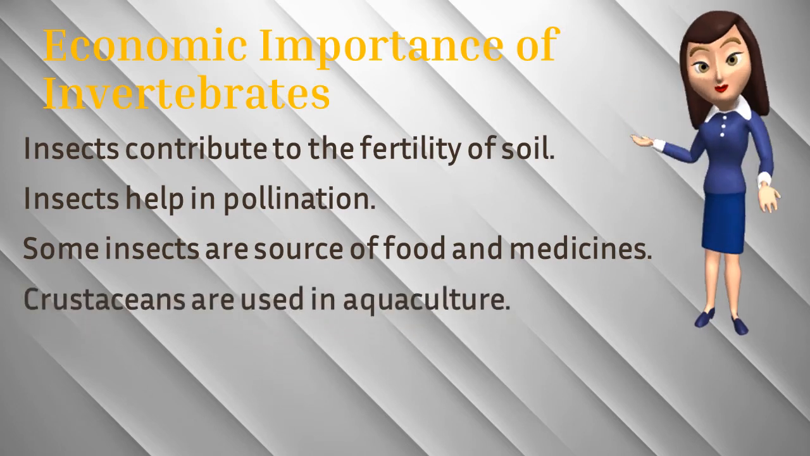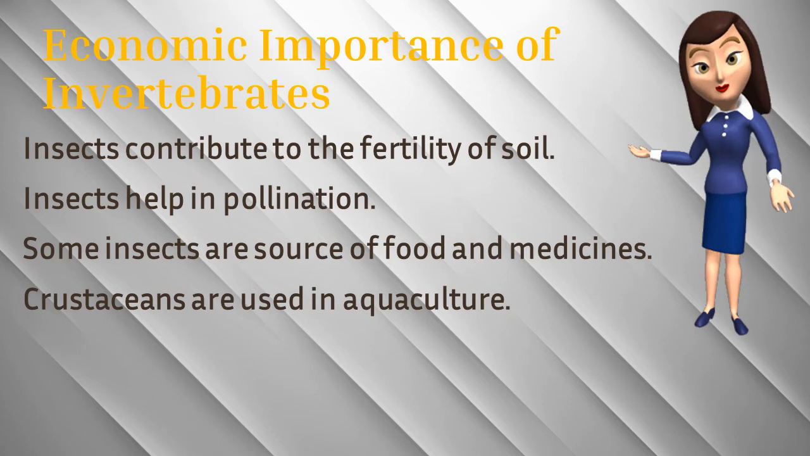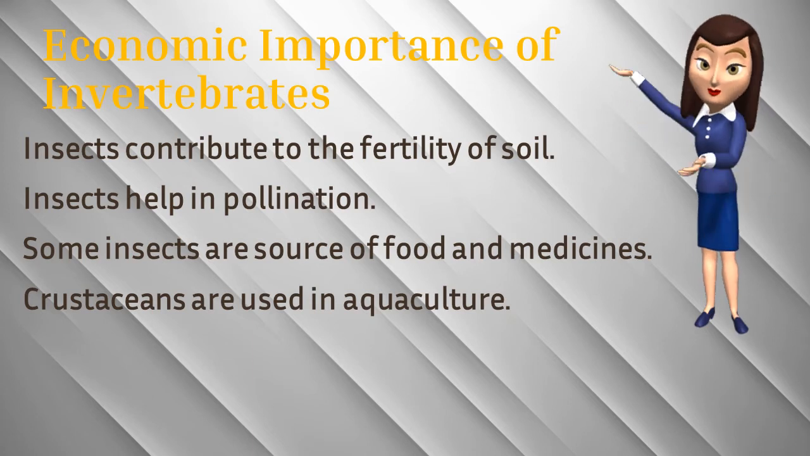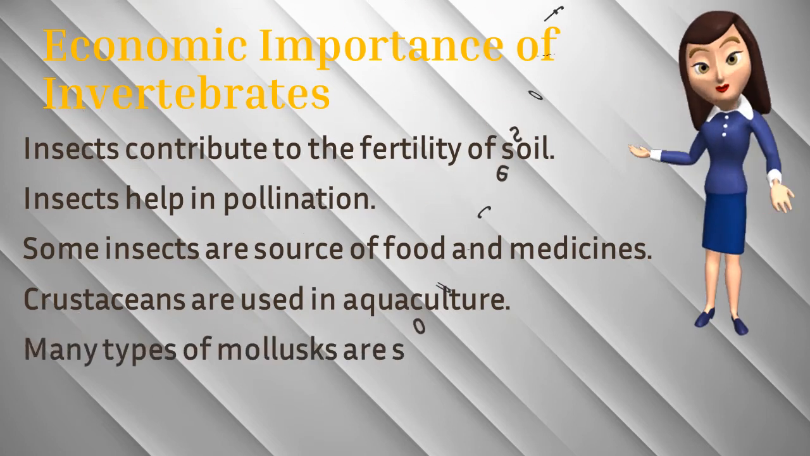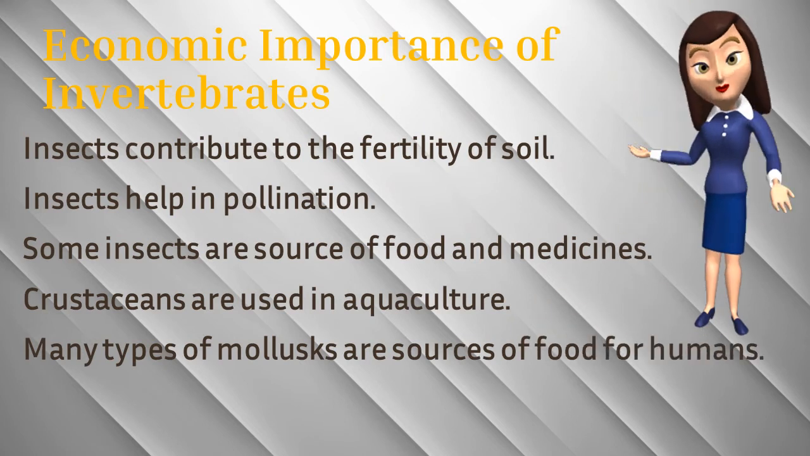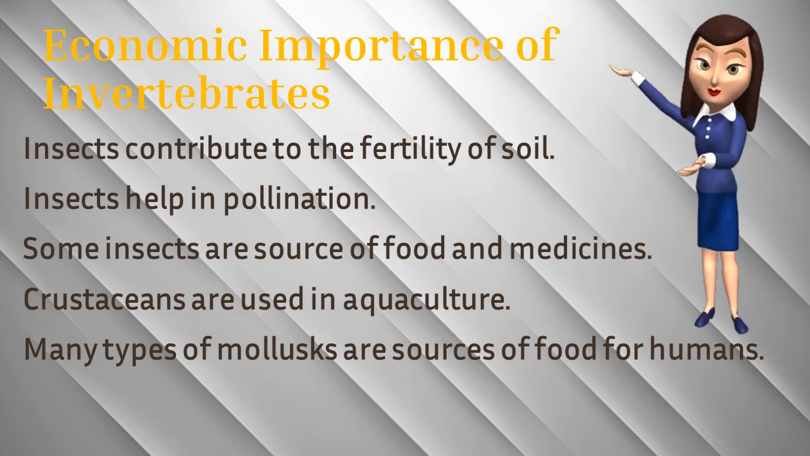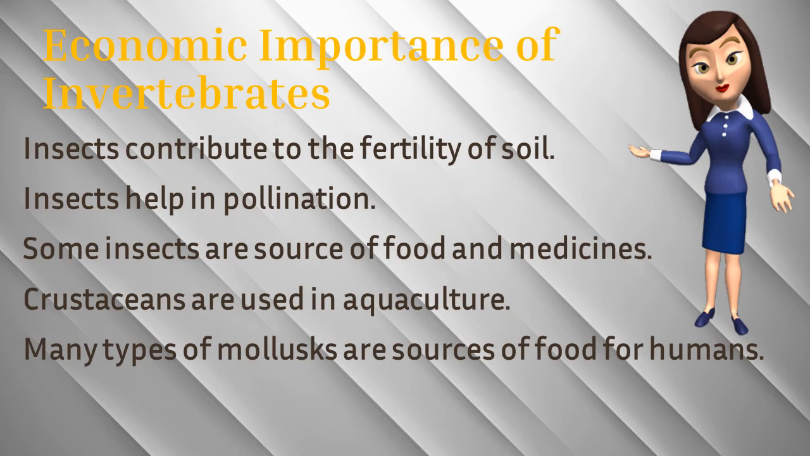Some insects are also sources of food and medicines. Bees provide us with honey, a source of sugar made from the nectar of flowers. Honey is also a component for some kinds of medicine. Crustaceans like lobster, crabs, and shrimps are used in aquaculture. They are the major sources of trade and marine business.